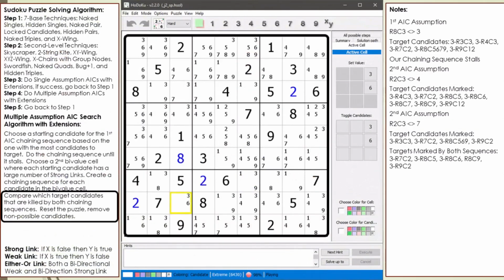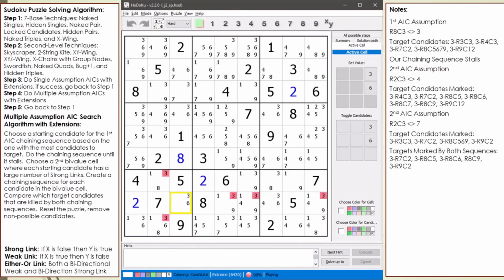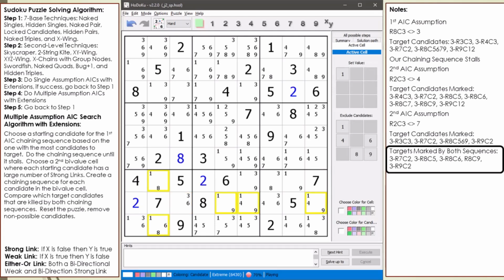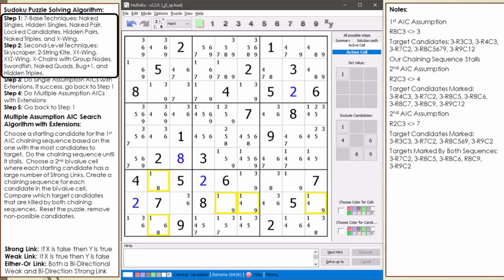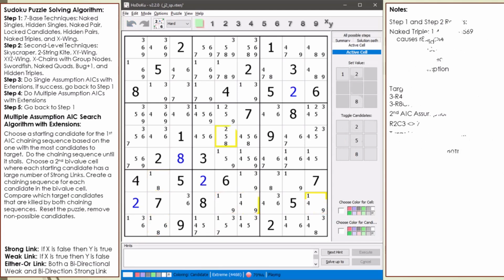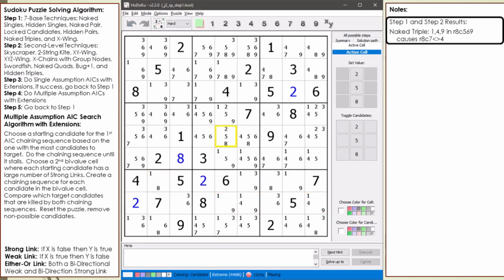We reset the puzzle back to the point before the first AIC assumption. The non-possible candidates are now highlighted in red. The non-possible candidates are removed from the puzzle. Next, we do a round of step 1 and step 2. We find a naked triple. Our puzzle now has a difficulty score of 4,468.